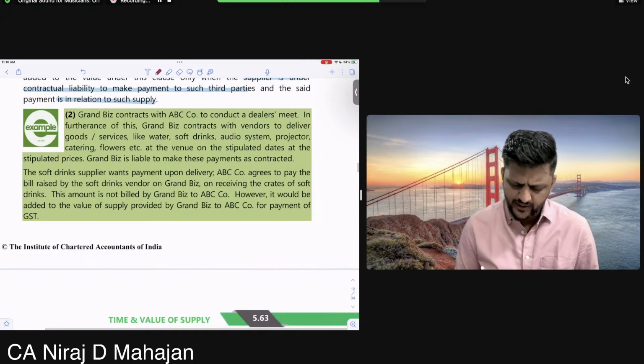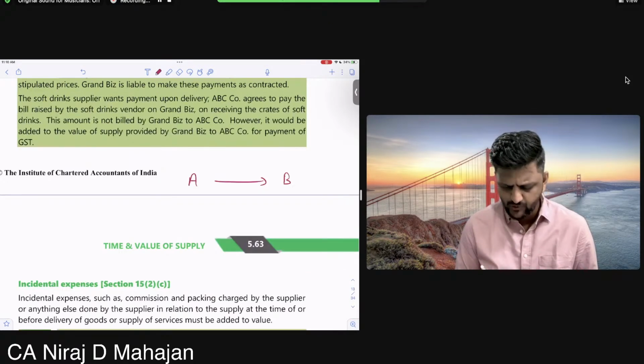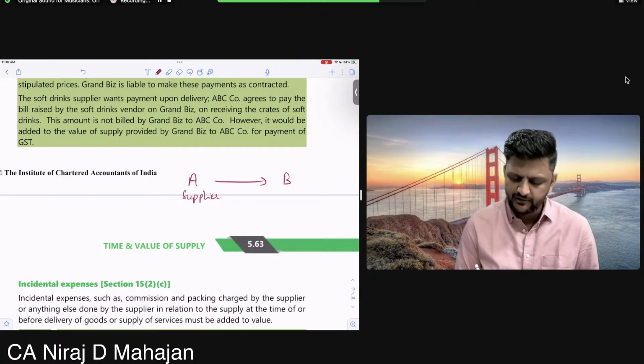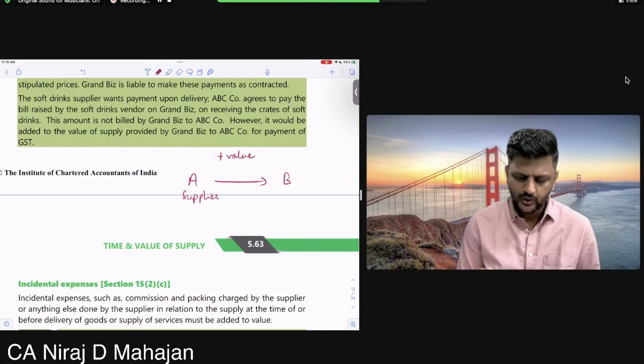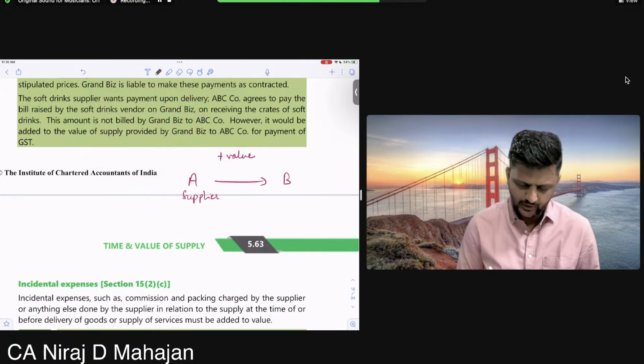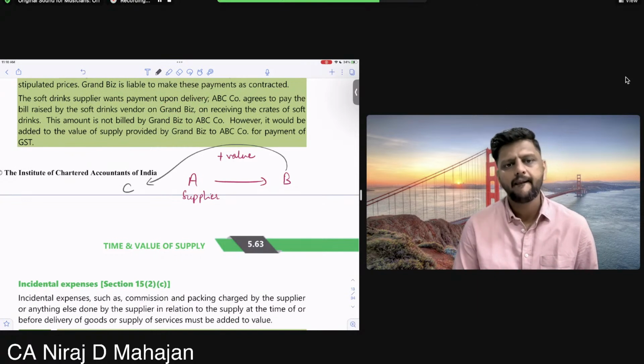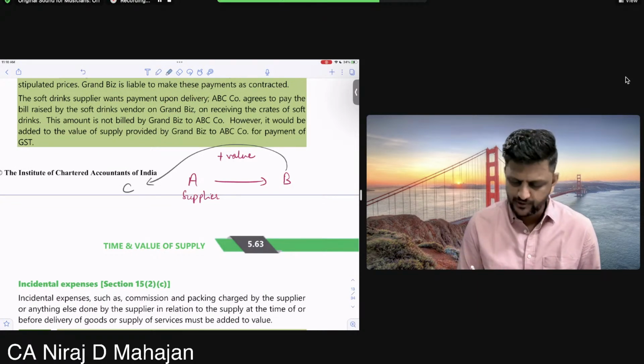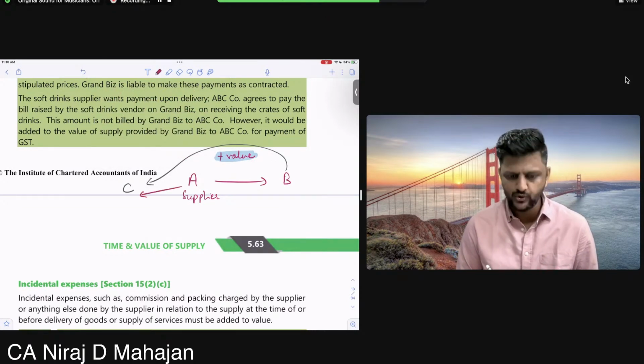So let me say what example I've given you. A to B. A was the supplier. Clear earlier? So when will we add in the value of supply? When B makes payment to C. That was our example. So this will be added in the value of supply, but only when, there are two cases now, A was liable to pay to C. That is the point number 1.